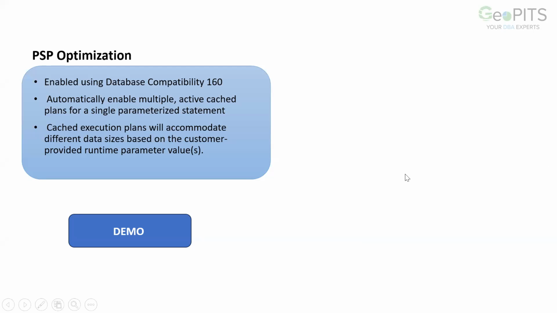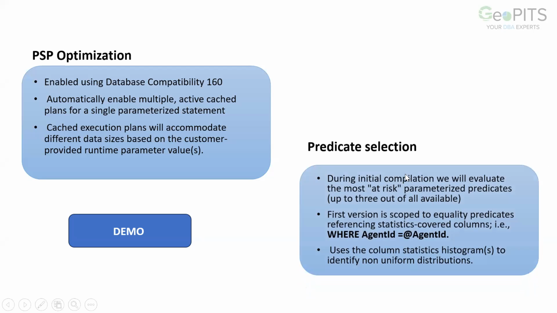Here this predicate selection is one of the things applied. During the initial compilations, we evaluated most parameters' predicates, out of 3. I will show some charts in the upcoming slide. The first version is scoped to equality predicates referencing the statistics covered in the columns, where the conditions which you are applying. Along with that, it will use the column statistics to identify non-uniform distributions.